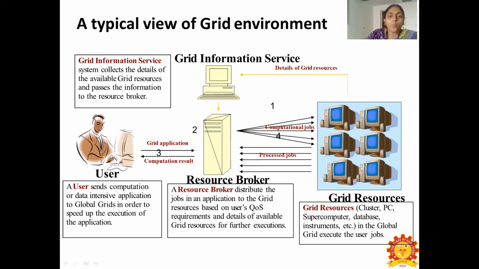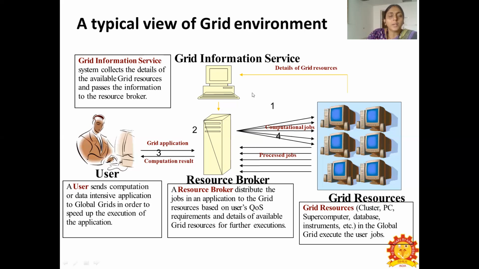So here, once the jobs are processed, they are delivered from the grid resources via the grid application to the end users. And the end users, once receiving the result from the grid resources, can analyze it and bring a conclusion or make a decision, which helps them in decision making.